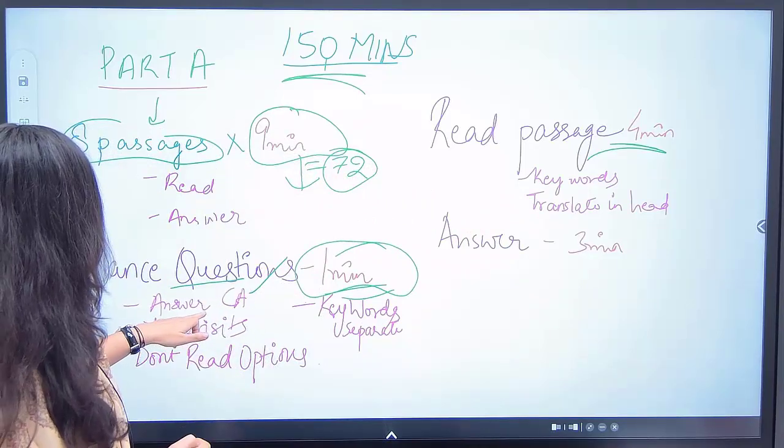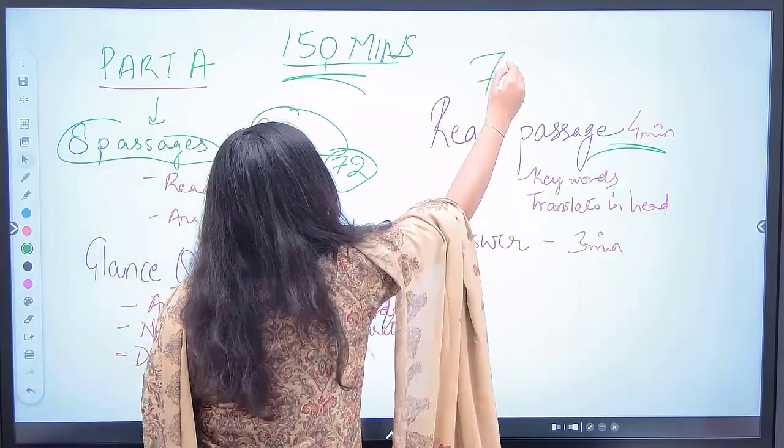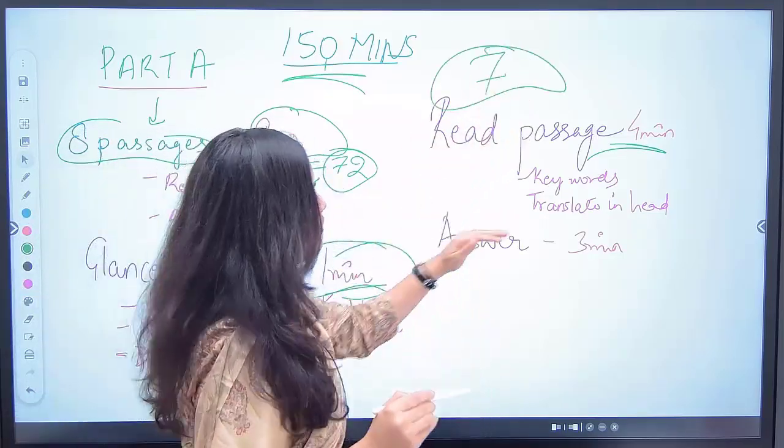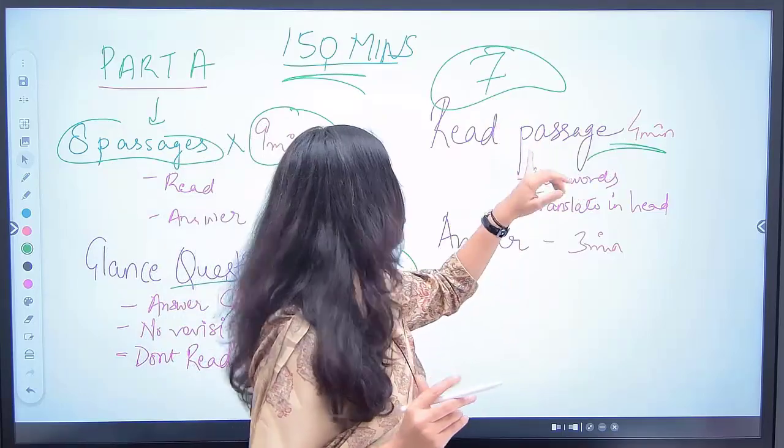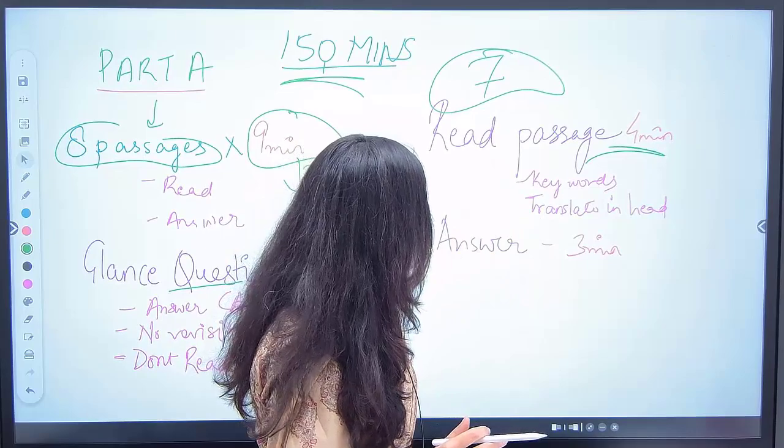1 minute has gone in answering the current affairs questions. We are left with 7 minutes. In those 7 minutes, we are giving 4 minutes to reading the passage, wherein we are writing down the keywords on the side and we are translating.